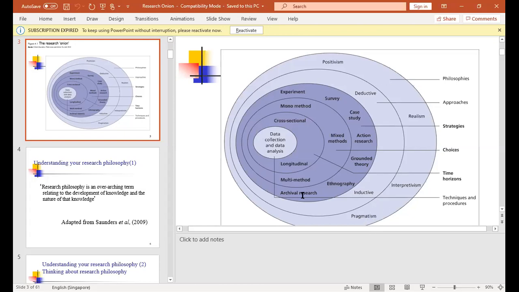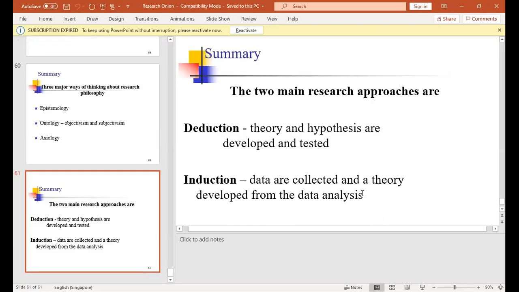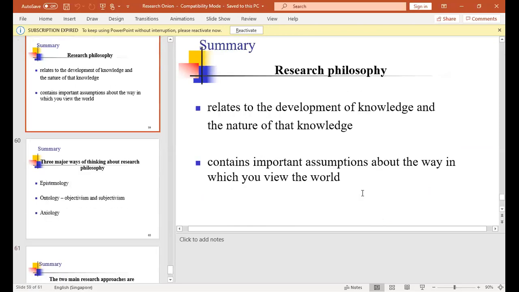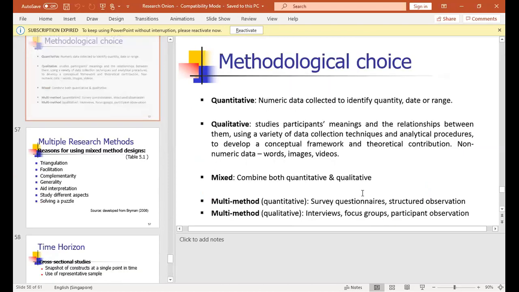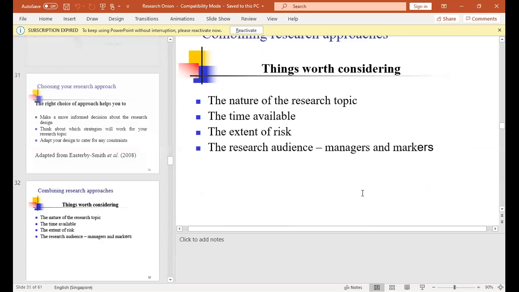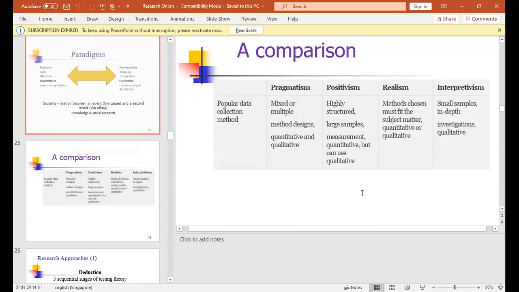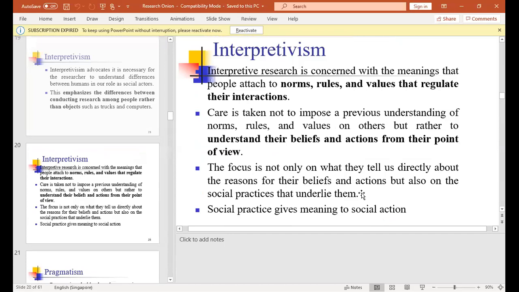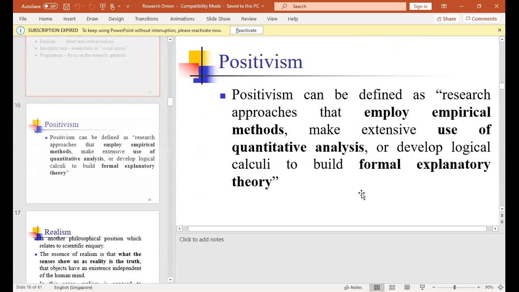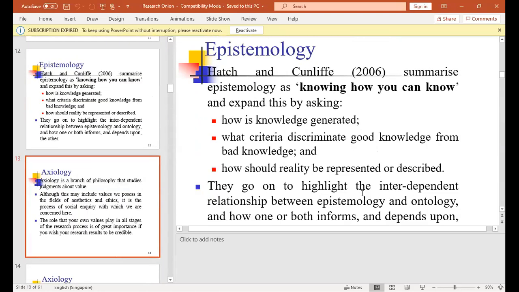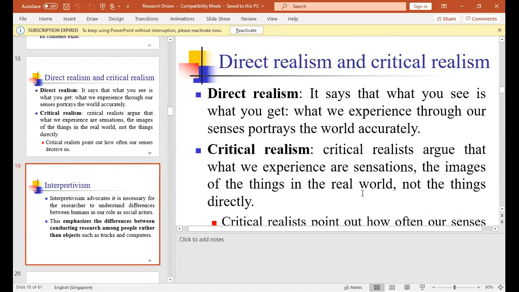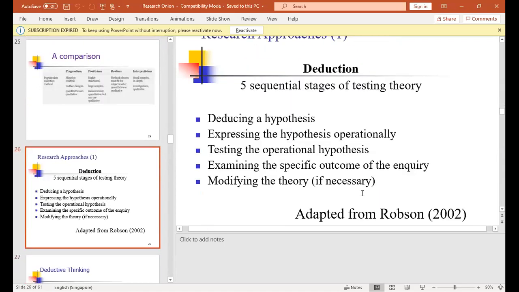Whereas in the second layer, you have deductive and inductive approaches. As you all know, a deductive approach is where you start from the theory and think of testing the theory, whereas an inductive approach is where you start from the observations, go on developing your patterns, and then think of developing a theory at the end.